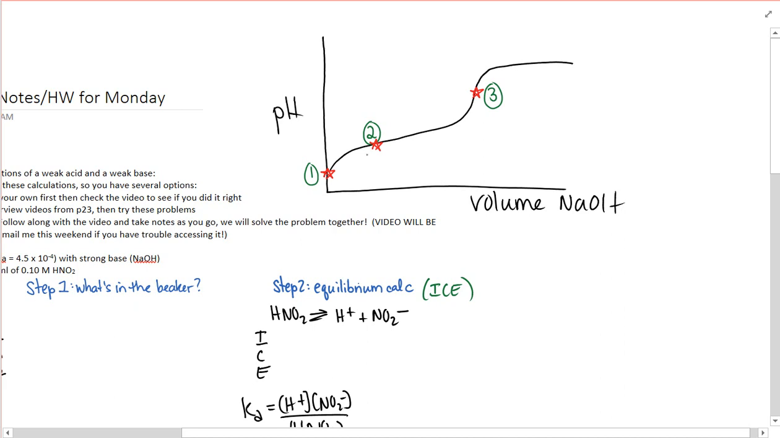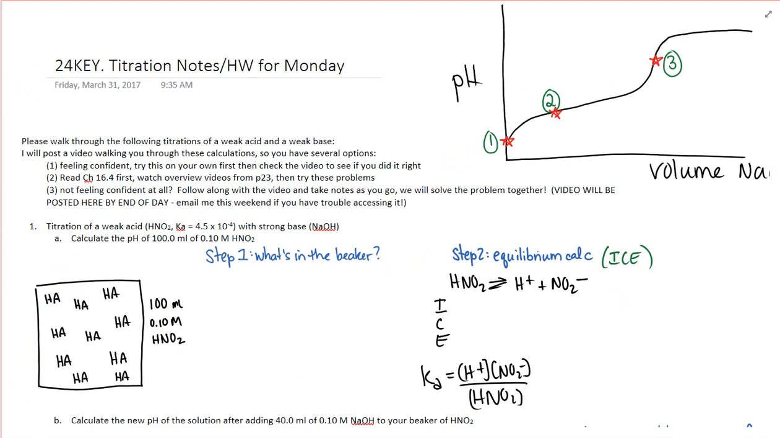And then point 2 is where you're somewhere along this initial part of the curve where it's relatively flat. And then point 3 is going to be during the steep vertical region. And the midway point of that steep vertical region we call the equivalence point. That's basically the end point of your reaction where you've used up all the stuff that was in your beaker, which in this case is my weak acid. And these are just three very important points to know how to calculate the pH of. So we're going to walk through a specific example to try and figure that out.